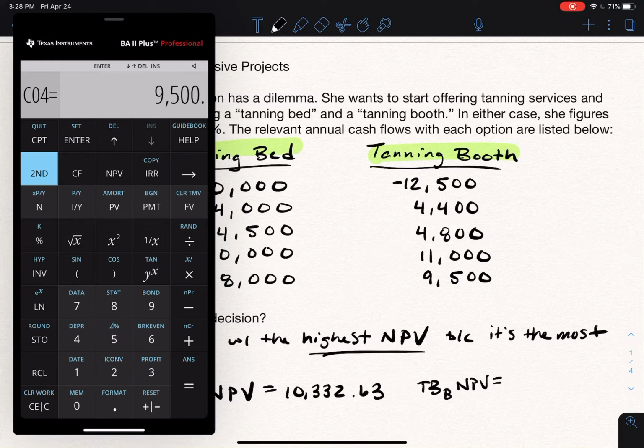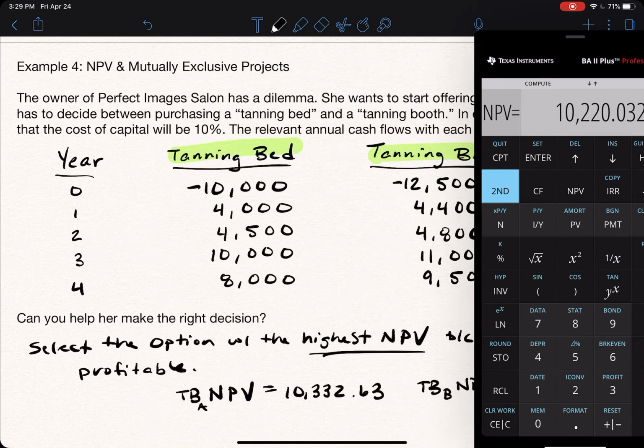9,500. And at this point, we're going to go to the net present value menu, and it's the same discount rate. The discount rate has not changed. It's 10%. I'm going to go down one time, and I'm going to hit compute. And now I know that the net present value of a tanning booth is $10,220. And if we go ahead and round, 3 cents. All right, so let me get rid of my calculator for a second.